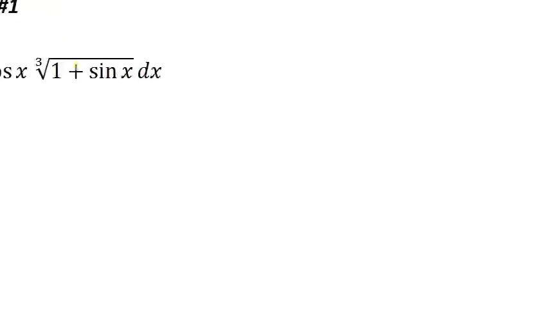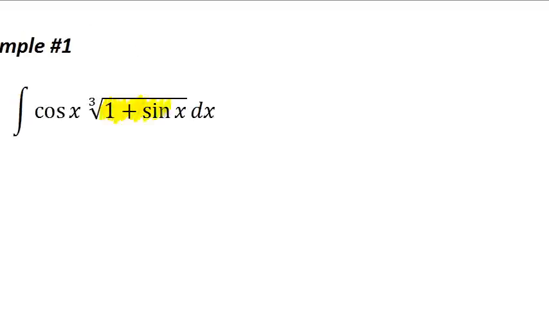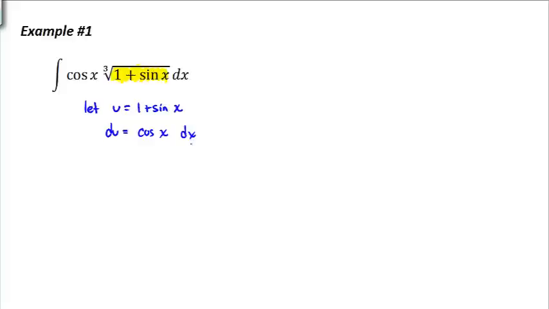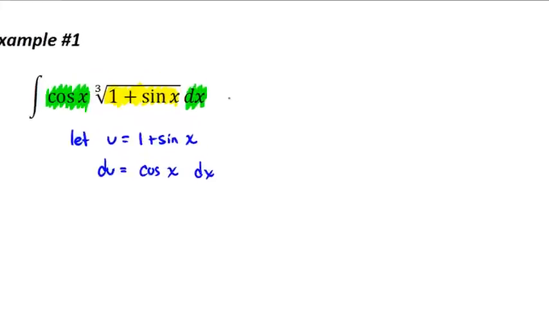All right, here's our antiderivative of cosine x times the cube root of 1 plus sine x. So if we look for the composed function, I see this 1 plus sine x, because that's where we're taking the cube root of. So that's a good guess to start for what our u might be. So we will let u equal 1 plus sine x. Then du is just going to be cosine x dx. And again, it looks like we got lucky here. We already have cosine x as a factor of the integrand dx. So we can just go ahead and rewrite this one.